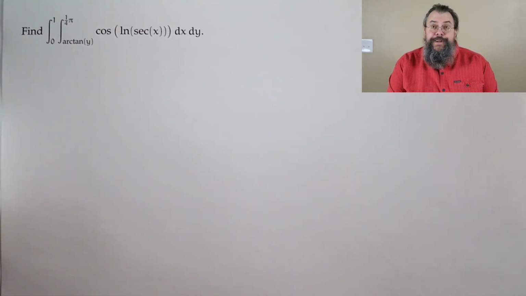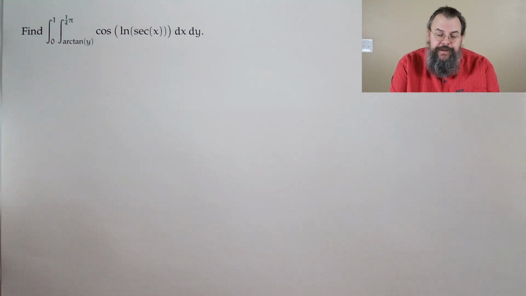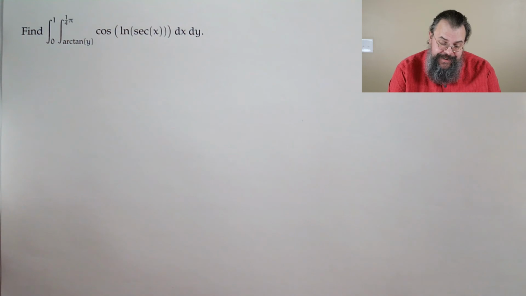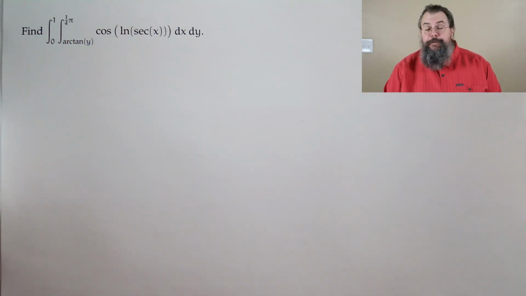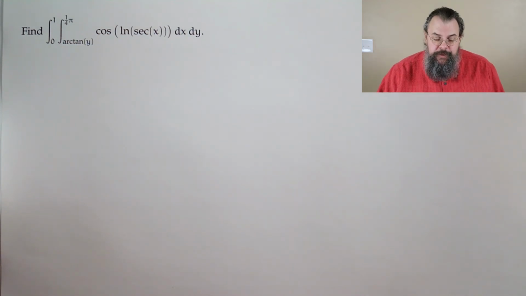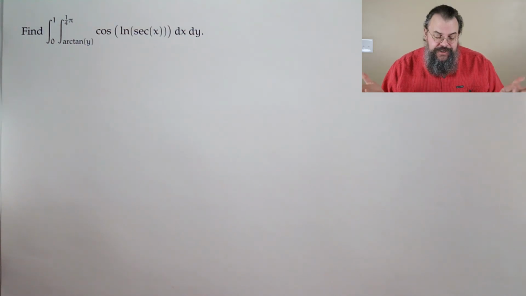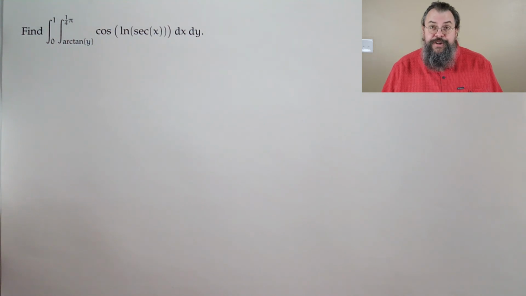Find the integral 0 to 1, integral arctangent of y to 1/4 pi, cosine of log of secant of x dx dy. Okay, yeah, we don't want to integrate this with respect to x. But integrate with respect to y, we'll integrate with respect to y all day. That's wonderful. We love integrating this with respect to y. So this is suggesting, hey, let's switch the order of integration. So at the very least, we can make some progress, and hopefully whoever grades it gives us partial credit, right?